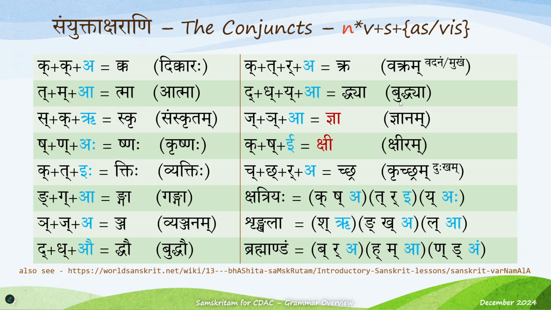Then Buddhya, a very important compound. Dakara, soft Alpaprana, followed by Mahaprana Dhakara, followed by Yakara, followed by Akara. Dhya. So 1, 2, 3. The full population is there here.